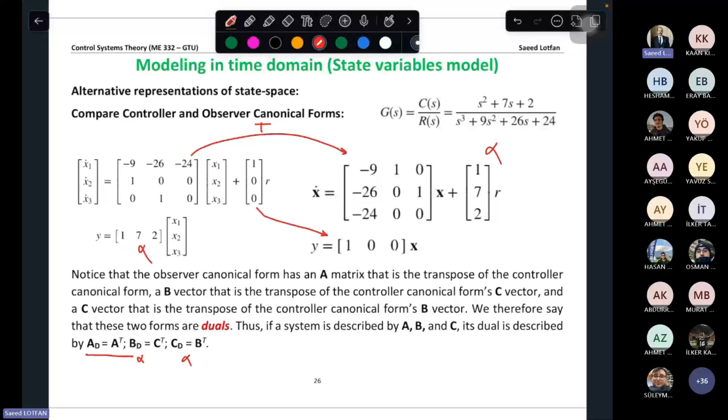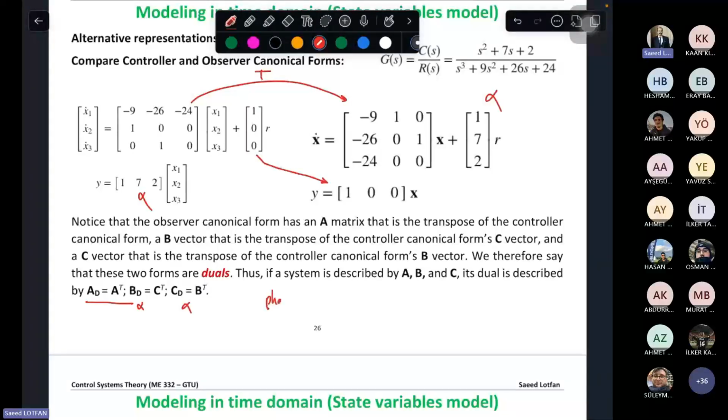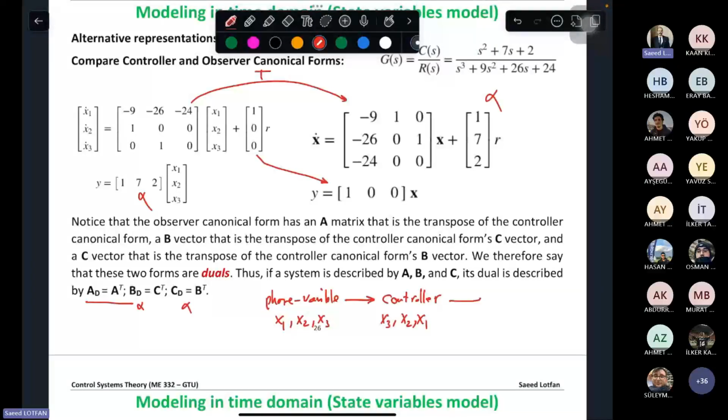So it's like if you have the phase variable, then you can find the controller form. How do you do that? You have x1, x2, x3. You just change the order to x3, x2, x1 to get the controller form, and from the controller form to get the observer form, you do A transpose, you get B by C transpose, and you get C by B transpose of the controller case.